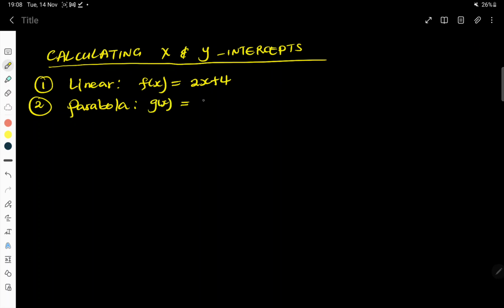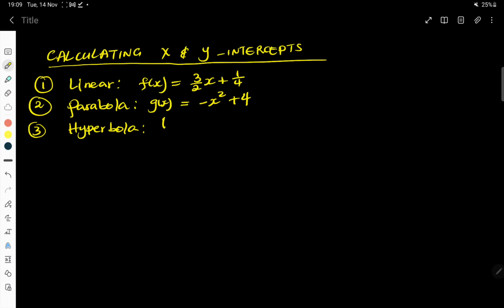G of x is equal to a parabola. It might be negative x squared plus 4. When you see an x squared, it's a parabola, remember. Then the hyperbola. Let me not use a simple equation there. Let me say 3 over 2x plus 1 over 4. Yeah, still fine.